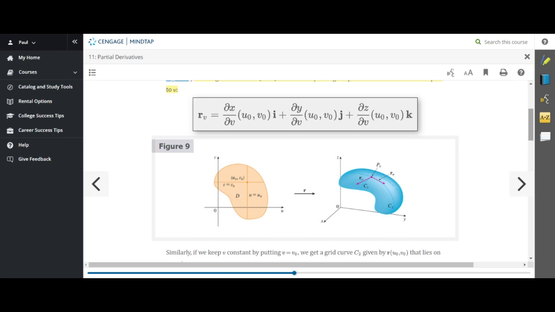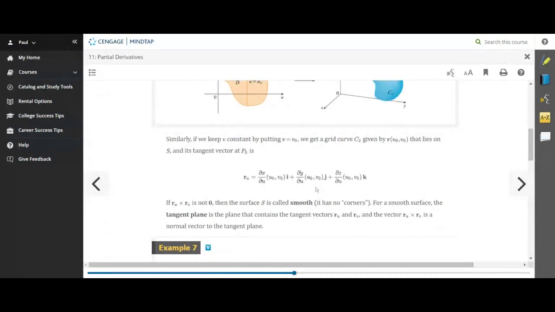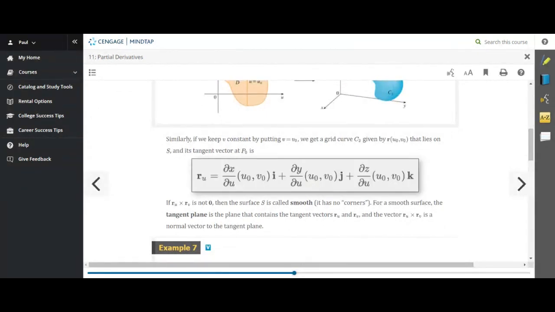So if we were to come up with these two derivative vectors and take their cross product, that would give us the normal vector to the plane containing those two derivative vectors in Figure 9. And if we have that, we can find the equation of the plane. By the way, there's the derivative vector with respect to u. You just differentiate the components with respect to u.